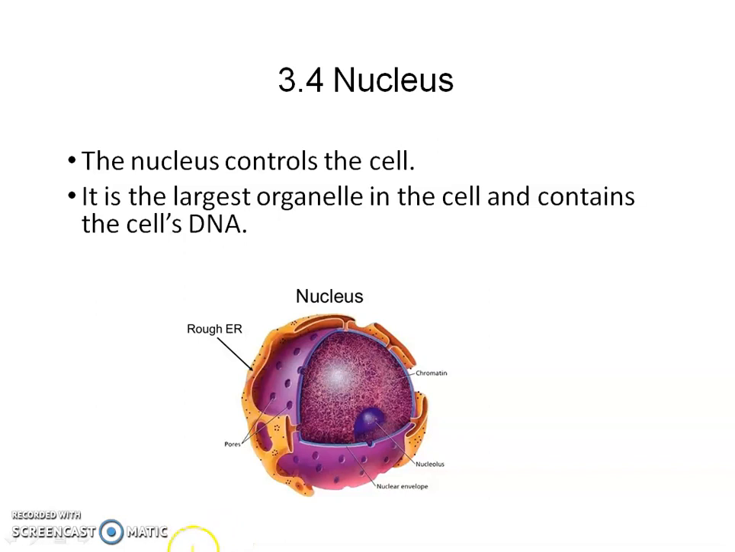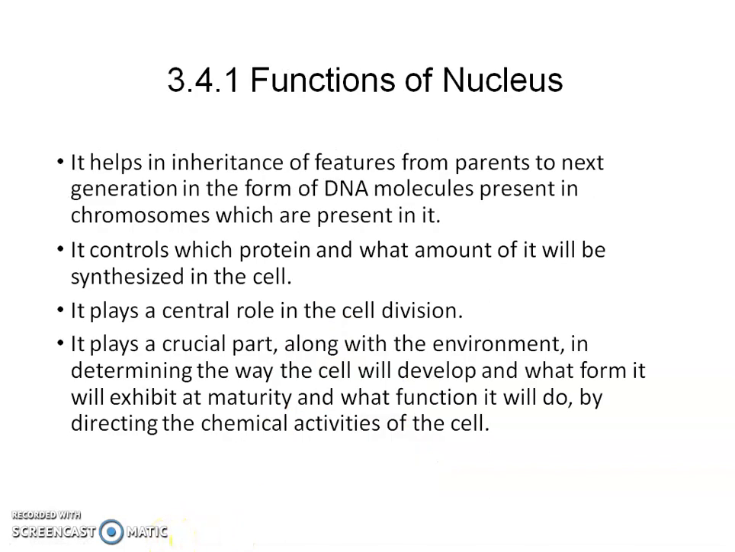So inside the cell there is the nucleus, and the nucleus controls which protein and what amount of it will be synthesized in the cell. That DNA controls which protein is to be synthesized. It decides the type of protein. It plays a central role in cell division. It also helps in cell division.